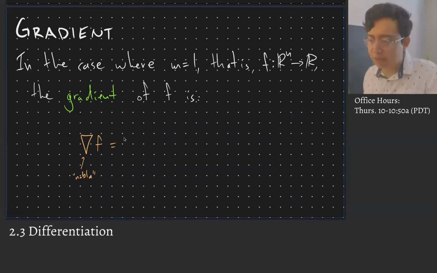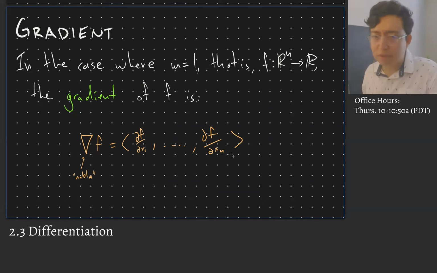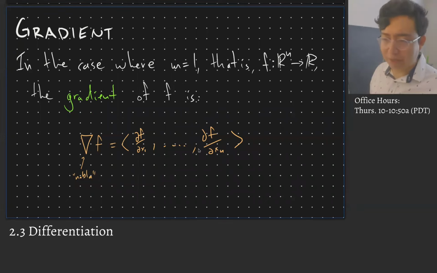And so this will look like a vector, or you could think of it as a row matrix. Either way you want to think about it, but this is just df/dx1 all the way to df/dxn. Should be a 1 there. So you could think of it as a vector, or as a row matrix if you're thinking of this as the total derivative.